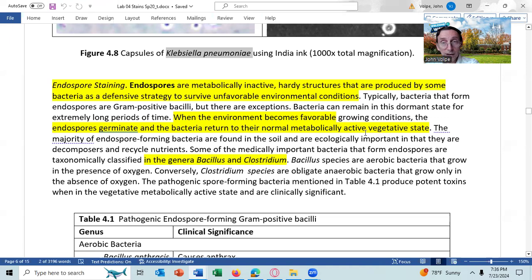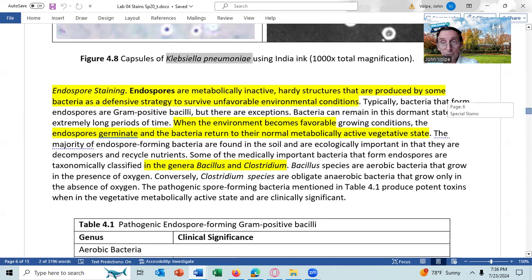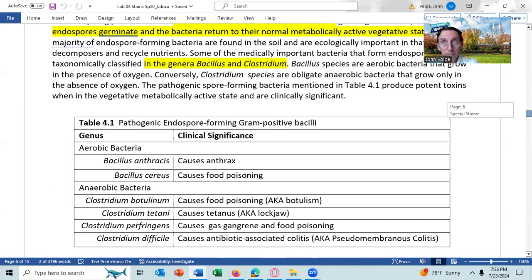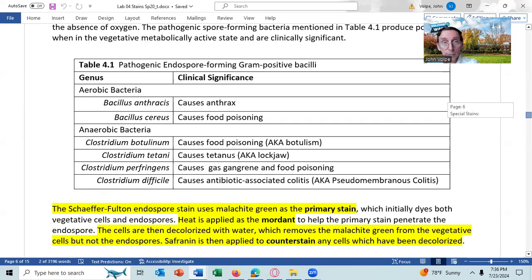And this cell can grow, reproduce, it's metabolically active. The endospore has very low metabolism. It does not do much. It doesn't reproduce. It doesn't do much except for survive. Most endospores belong to a species of two genera, Bacillus or Clostridium. Those are the two main bacteria producing endospores of importance, which is shown here.